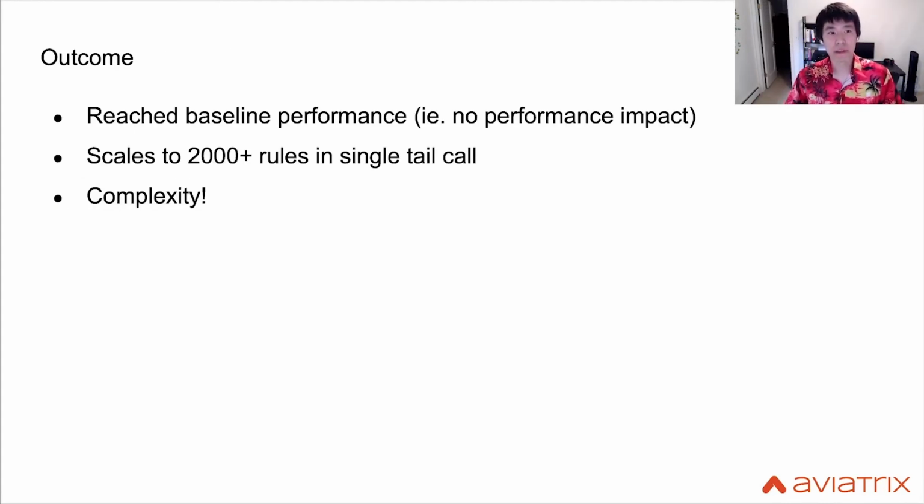The outcome of such a fancy algorithm is that we have finally reached baseline performance, meaning that when you have microseg on, there's actually no visible performance impact, because the bottleneck has presumably moved somewhere else. This algorithm scales to 2,000-plus rules in a single tail call, meaning it's super, super efficient, at least on the verifier front of things.